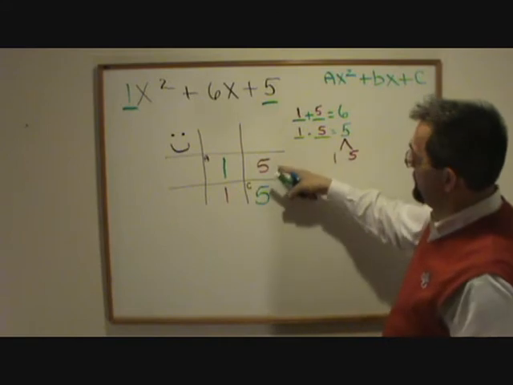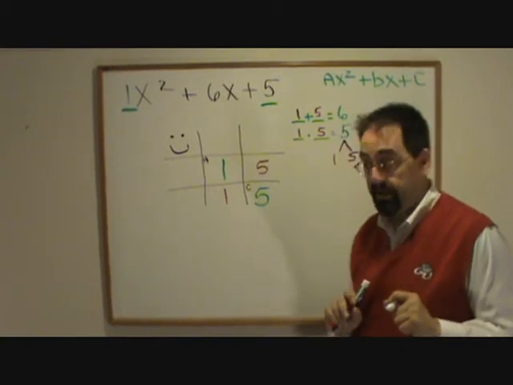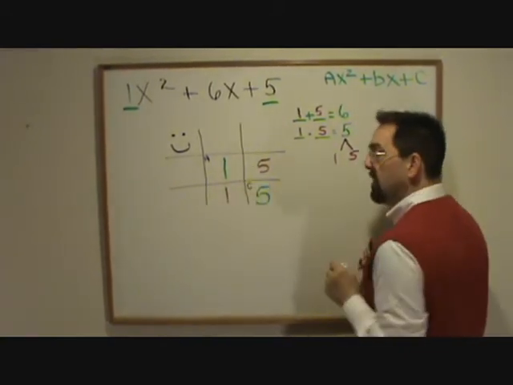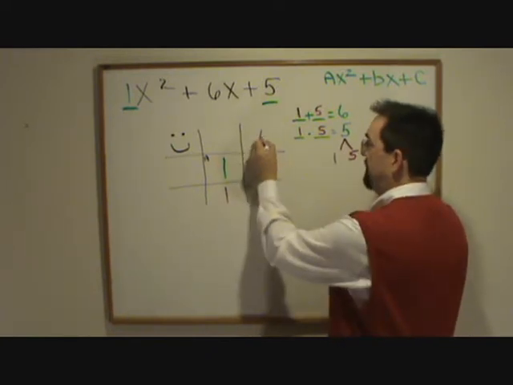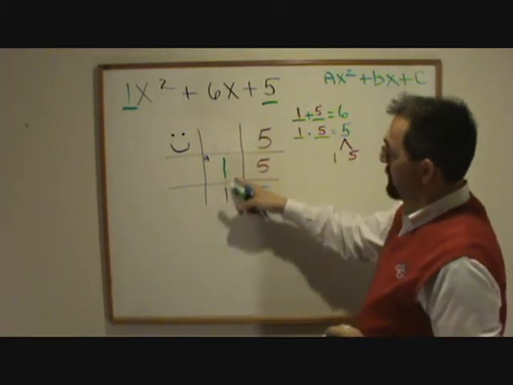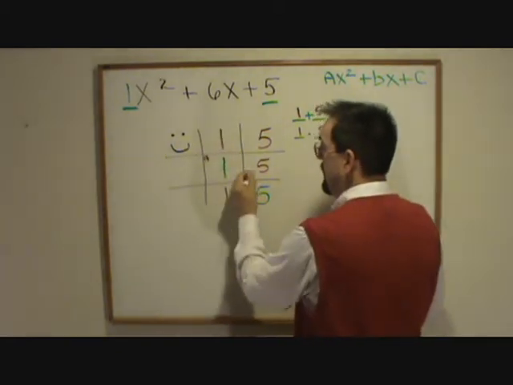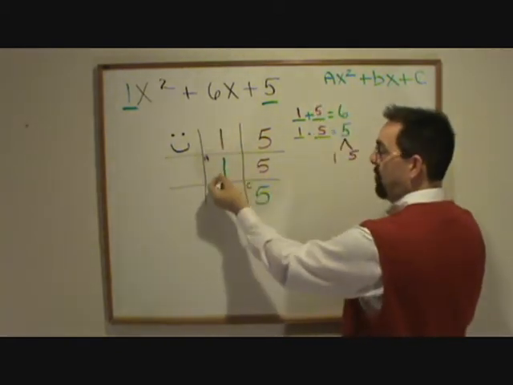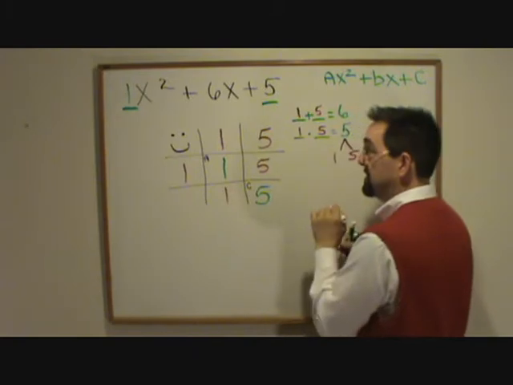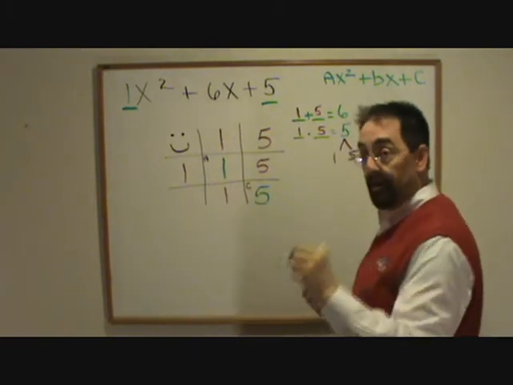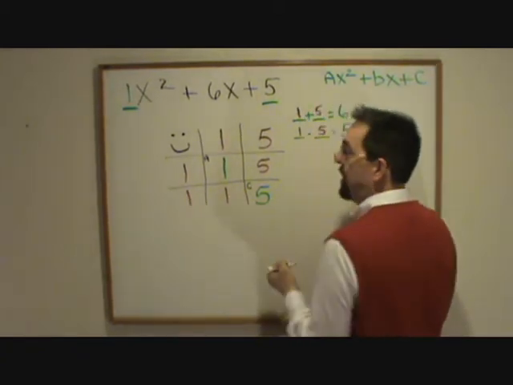The next step is, in the empty spaces, we're going to put what's called the greatest common factor. So, 5, 5. What's the greatest common factor of 5 and 5? 5. Good. The greatest common factor of 1 and 1 is 1. Now, the greatest common factor goes here, of 1 and 5. The only thing you can pull out is a 1. And again, 1 and 5, greatest common factor is 1.